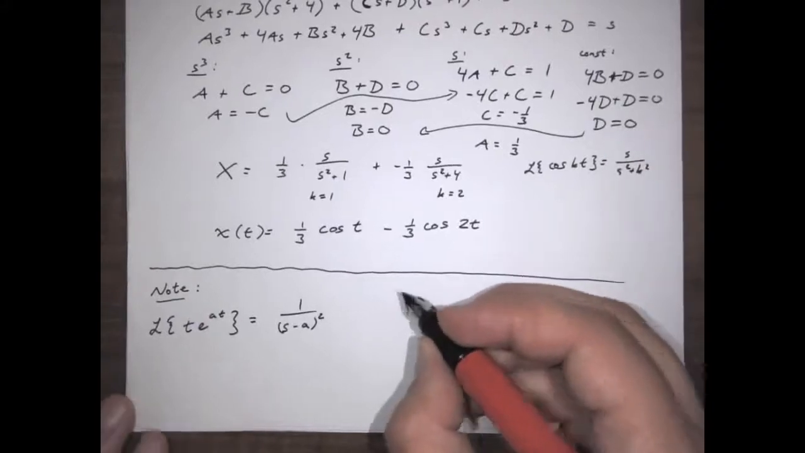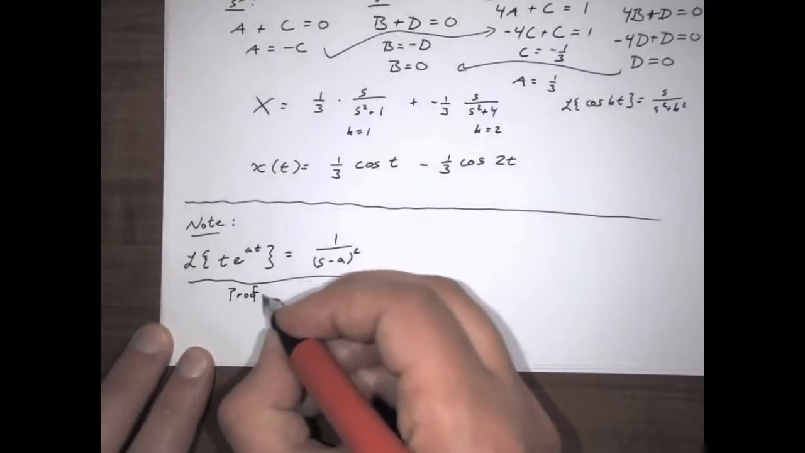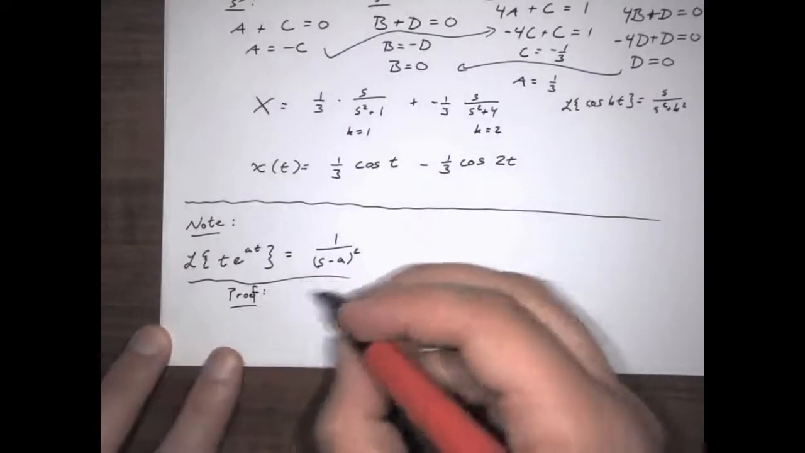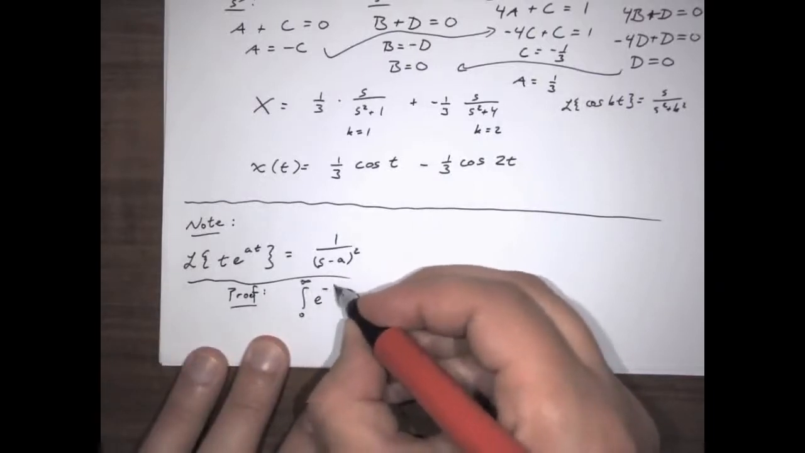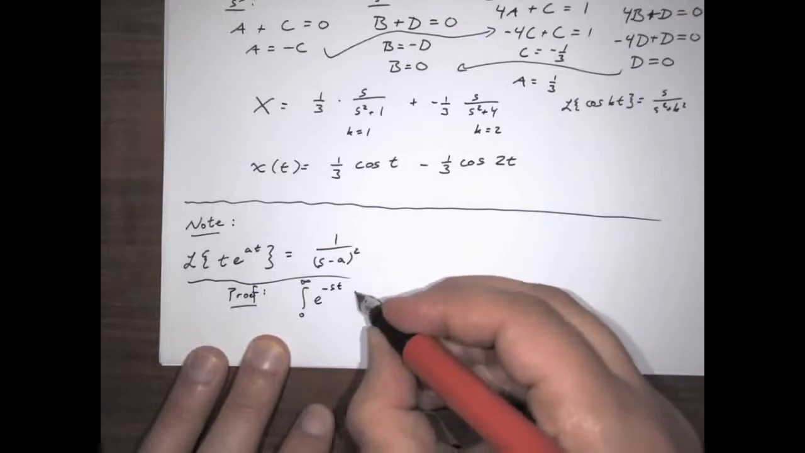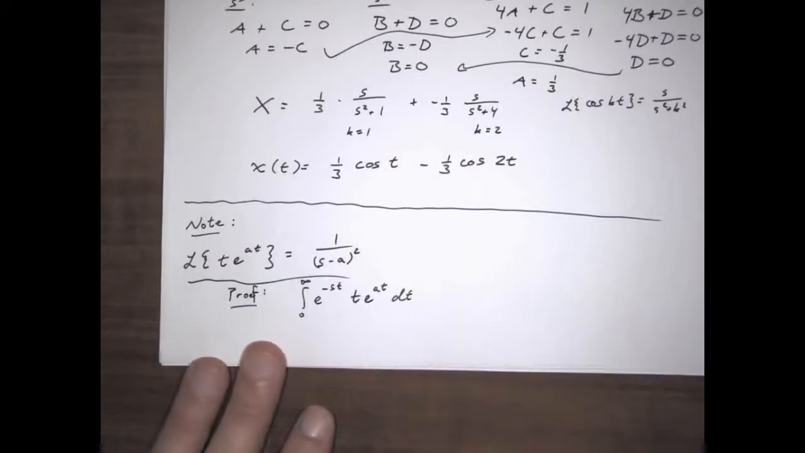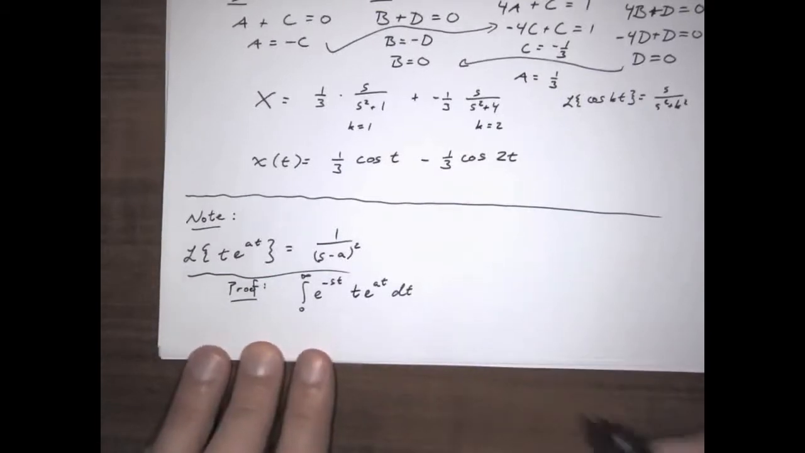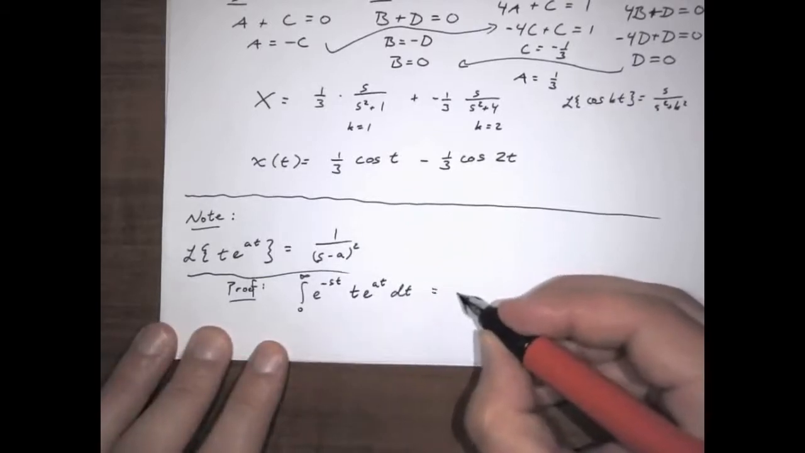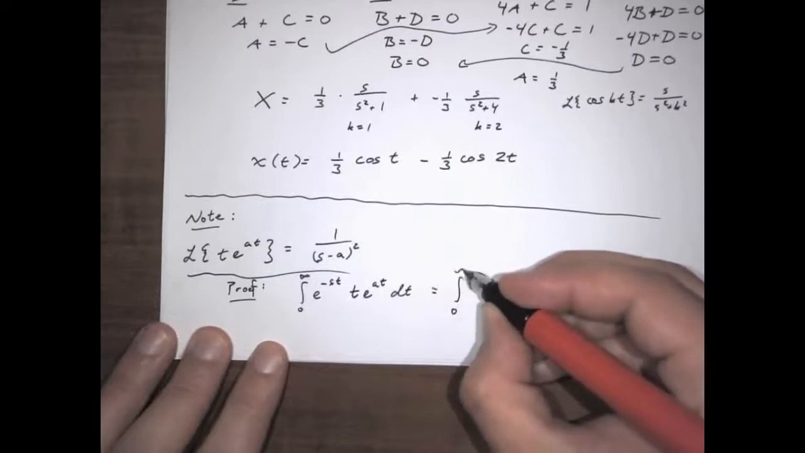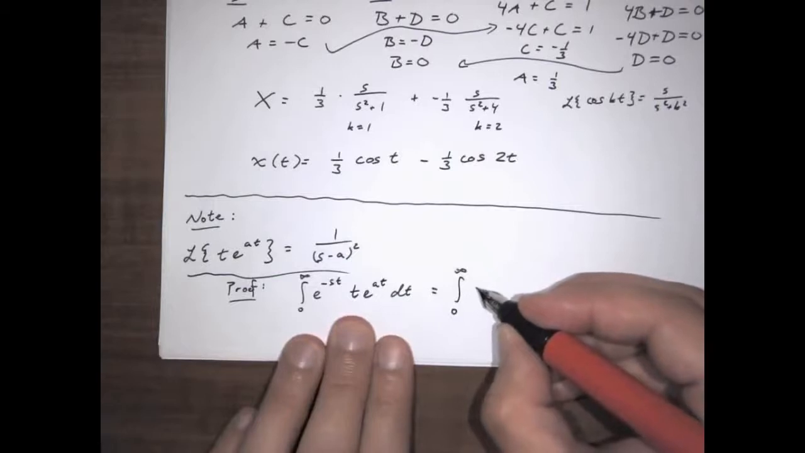But for now, let's just prove this by directly using the definition of Laplace transform. So 0 to infinity e to the minus st t e to the at dt. So now what we've got here is the same as the integral that we would ordinarily get when we were doing just e to the at, but with an extra t out front.